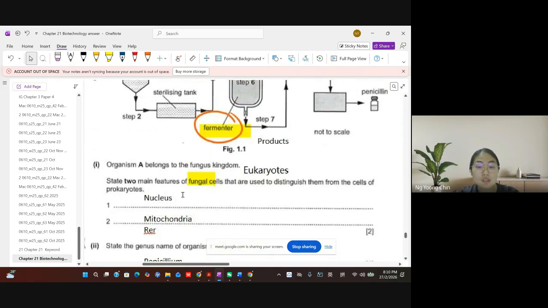The main feature of fungal cells used to distinguish them from the cells of prokaryotes, right? So you have the nucleus and mitochondria. Is a fungal cell a prokaryote or a eukaryote? Fungus, prokaryote, are you sure? Fungus is a eukaryote, one of the kingdoms. So who is the only one that belongs to the prokaryotes? Bacteria. Bacteria is the only prokaryote that you learn.